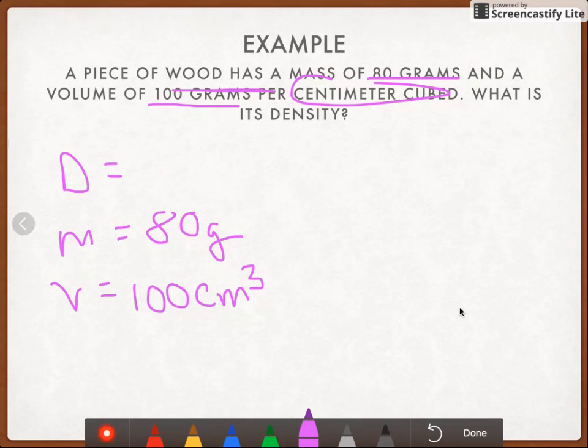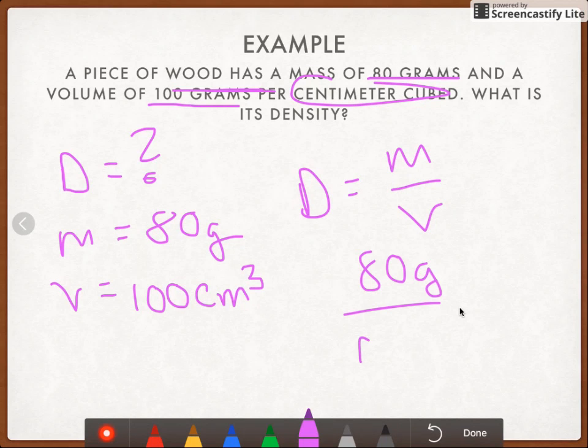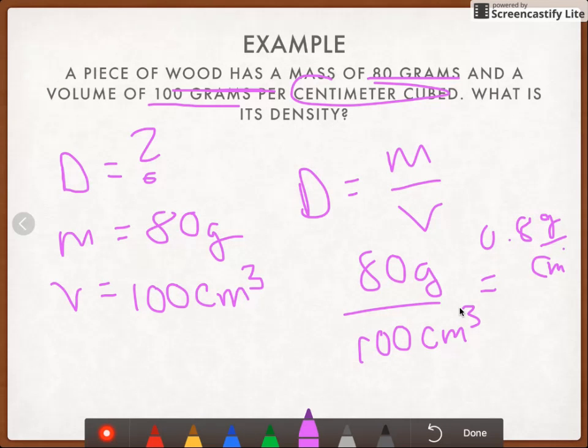Okay, so you know mass and volume according to the word problem. You don't know density. So if we either go back to our algebraic way or the triangle way, whichever way you want to do it, we would just do D equals M over V. In this case, it's 80 grams over 100 centimeters cubed. And that gets us 0.8 grams per centimeter cubed for the density.